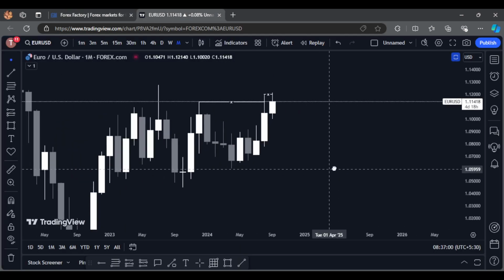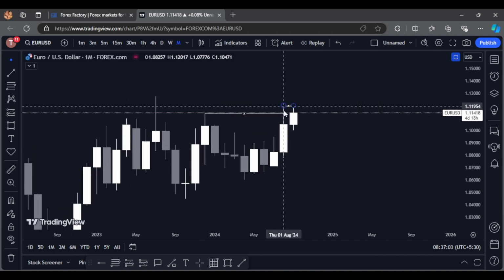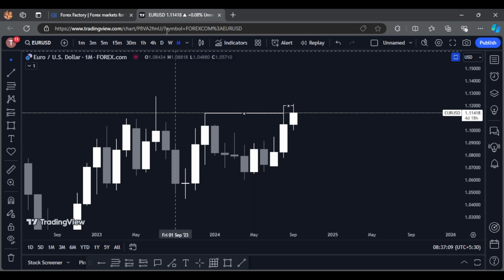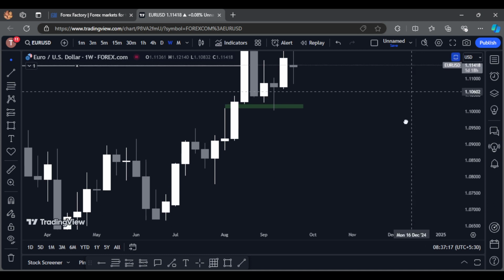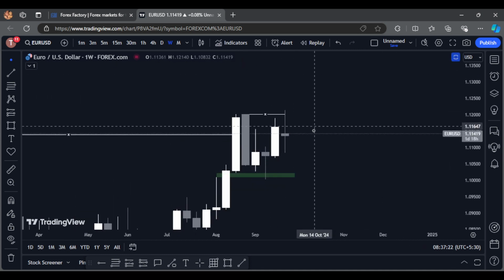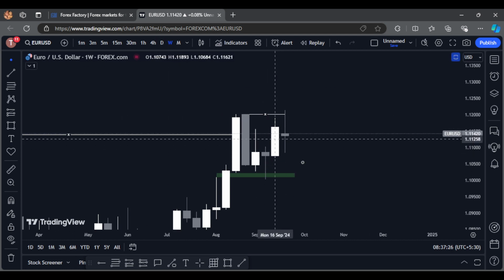So this is the monthly chart, and just as we had anticipated, the price took the high of the previous monthly high, and we are moving into the downward direction. So let's move to the weeklies to see what we have in here. This is the weekly chart, and the price had respected this FVG and moved further to the upside, and we are within this range right now.